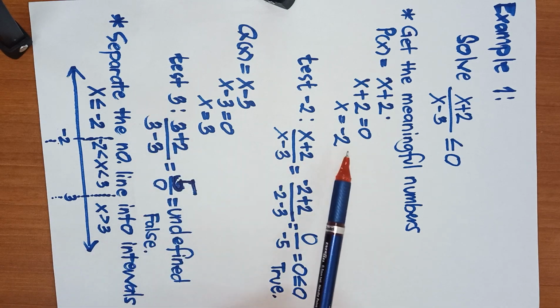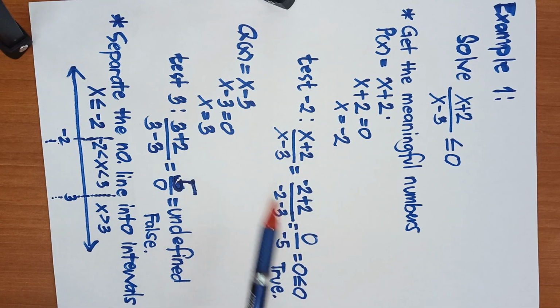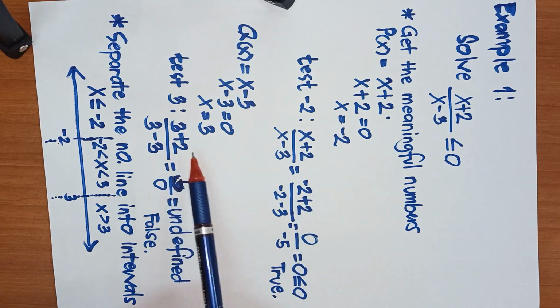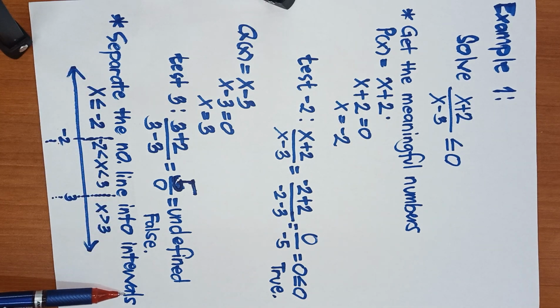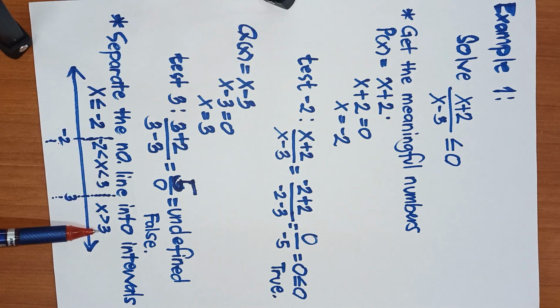So we have two meaningful numbers, and these two meaningful numbers will tell how many intervals there are. Since there are two, there will be 3 intervals. So the next step is to separate the number line into intervals. We use -2 and 3 from our meaningful numbers. These meaningful numbers will divide the number line into 3 intervals.